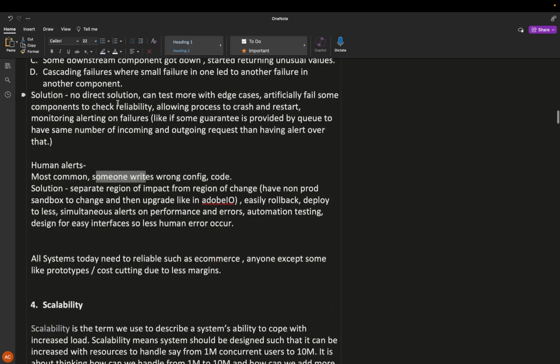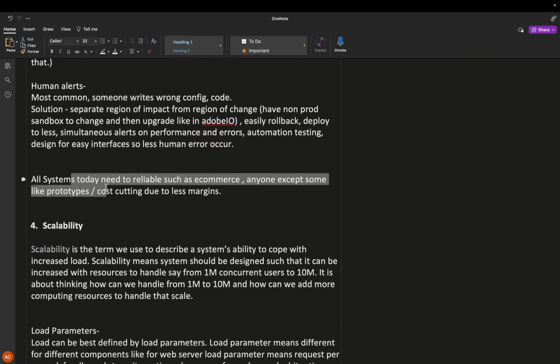So that is all for reliability, but I want to emphasize that all systems today need to be reliable, such as e-commerce. E-commerce will have billions of dollars of losses if they are not reliable. So any system, except anyone building prototypes, needs to be reliable.